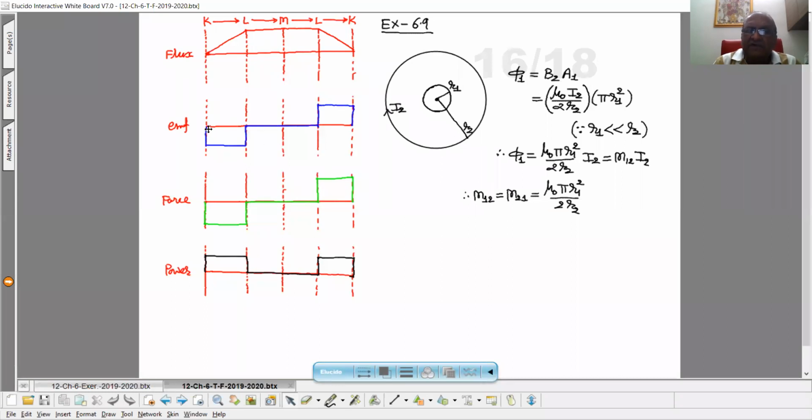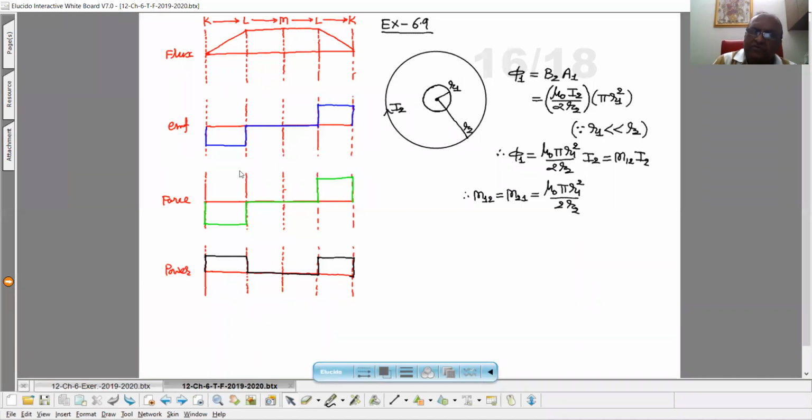Then EMF. So during the change in flux, EMF will be induced. Then after it remains 0, and then again EMF is induced. But here, as per minus d phi by dt, the slope of this one is positive, so EMF is negative. And when the slope d phi by dt is negative, the EMF induced will be positive.